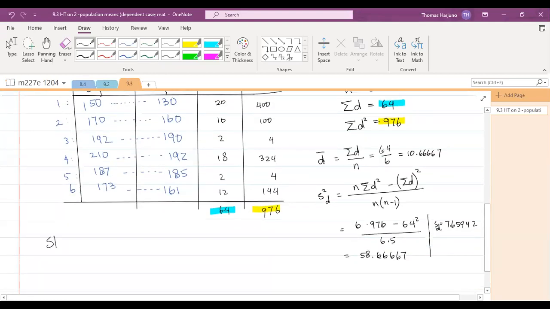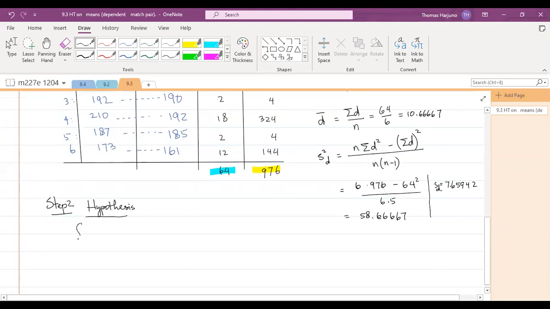The modification actually starts in step 2, hypothesis. In the independent case, you will see we basically continue from what we did in independent case. So we have mu1 equals to greater equals to less than equals to mu2, which we modified to be mu1 minus mu2.